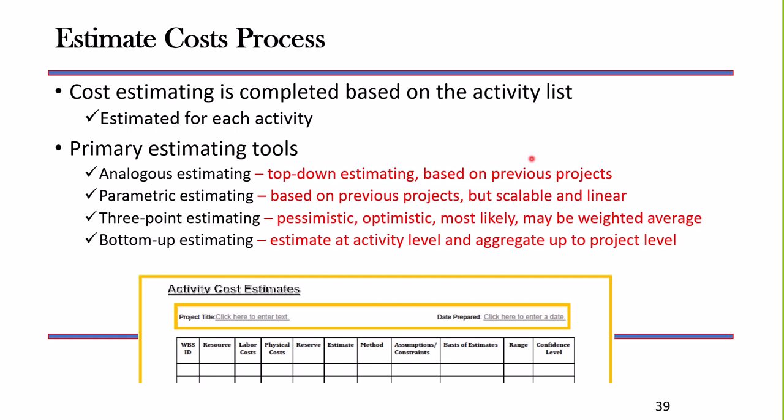So in the estimate cost process, we have several different tools that we might use to estimate cost, and we're going to come up with a cost for each activity: labor costs, physical costs, reserves, how we estimated it, basis of estimate, the range and the confidence level that we have. So any number of things would be included in our activity cost estimates.